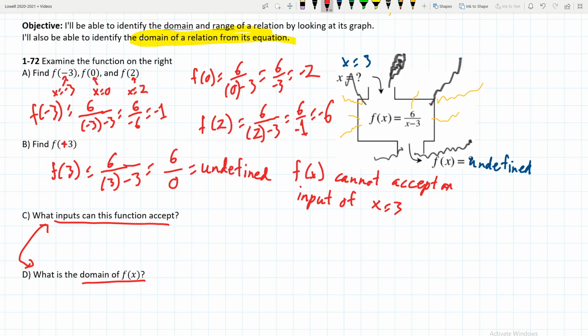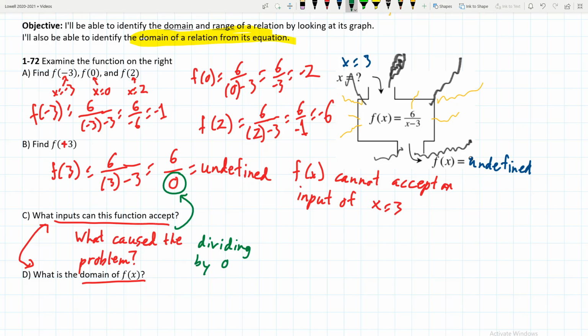Okay. So here's the thing. What caused this problem? Well, the cause of this problem right here is this bit, the divide by 0 piece. What caused the problem was dividing by 0. And so the question is, in a fraction, what makes that happen is what makes the denominator equal to 0.